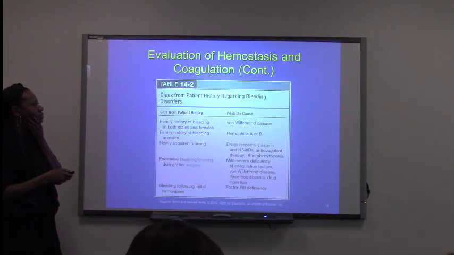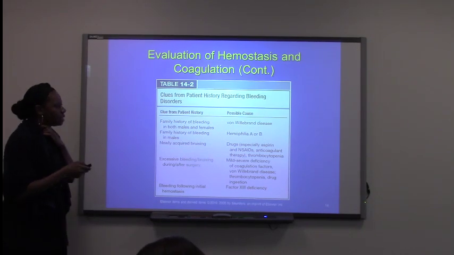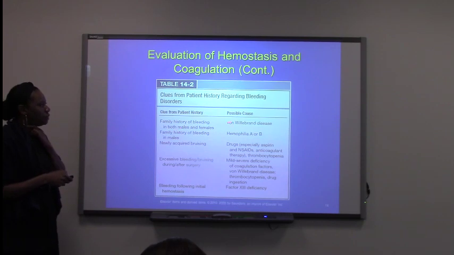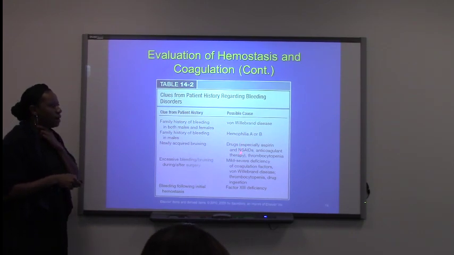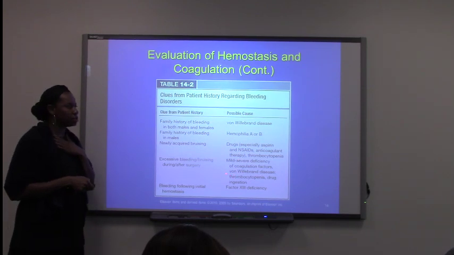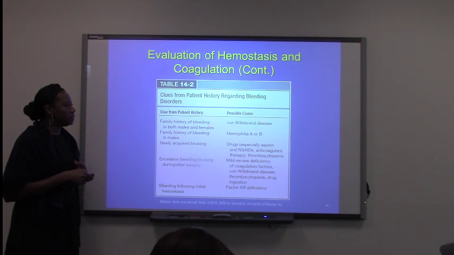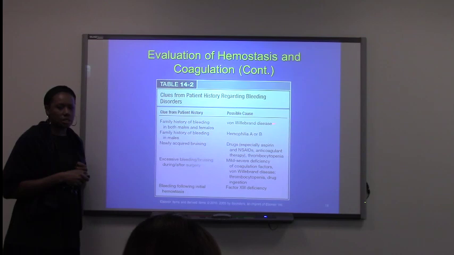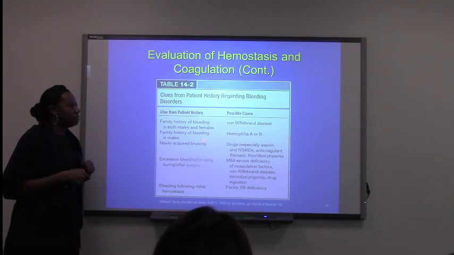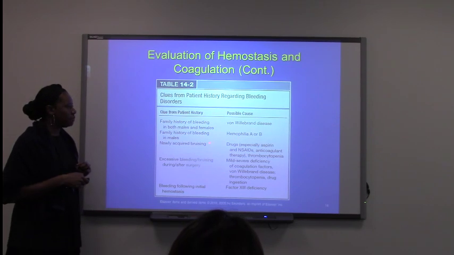Now this chart here is very nice. Please highlight this chart, because it goes over, from a patient's history, what possible coagulation disorders could be present. Bleeding in both males and females, von Willebrand. Bleeding in males most of the time, well, I shouldn't say most of the time, but males are more along the lines of hemophilia, A or B.